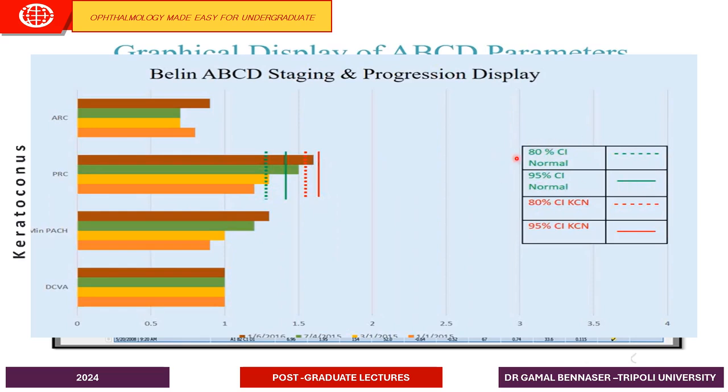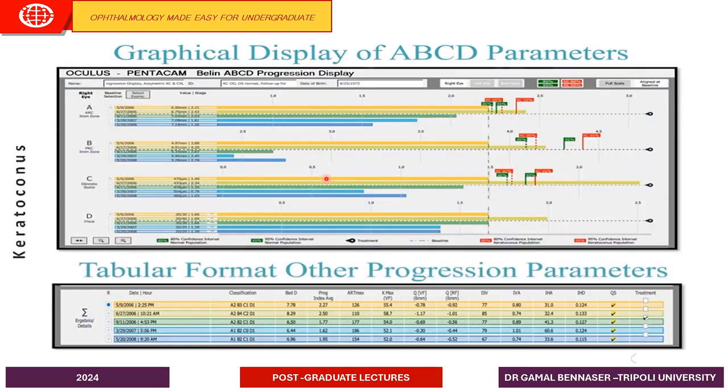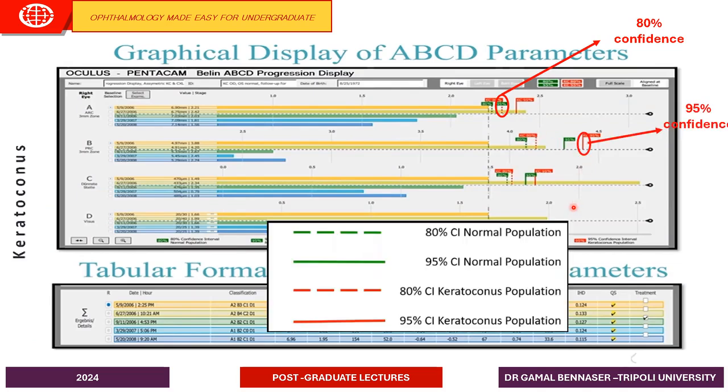The green indicates normal population, and the red indicates keratoconus population. Similarly here, the dotted lines indicate 80% confidence interval, and the straight line indicates the 95% confidence interval. So if your patient crosses the 80% confidence interval up to the 95% confidence interval, this indicates significant changes, and you have to take an action, and you need to decide which type of modality you need for your patients. So you can see here, this is the 80% confidence interval, and this straight line is the 95% confidence interval.